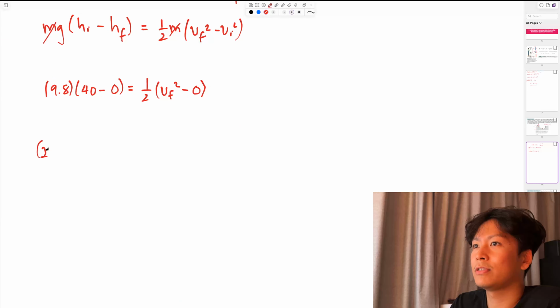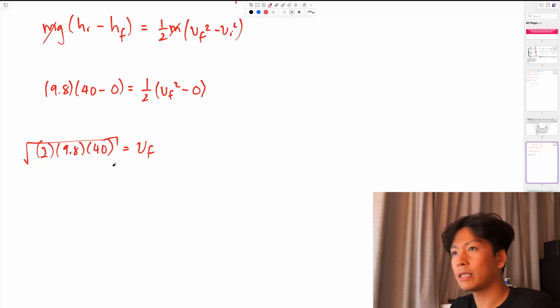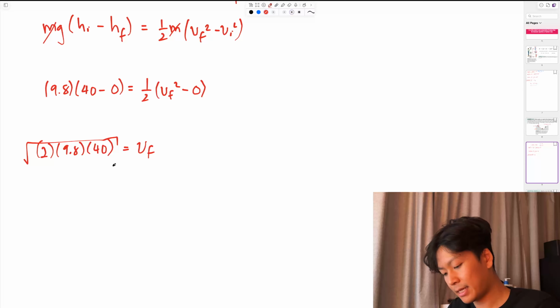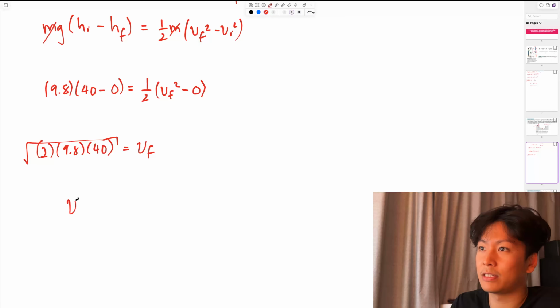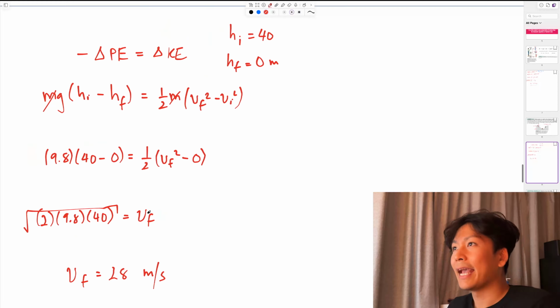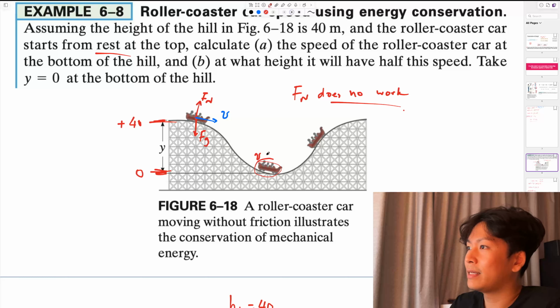So then solve this equation. I just have 2 times 9.8 times 40, because 40 minus 0 is 40, is equal to Vf squared. And so I have to take a square root of this. That should give me the answer of 2 times 9.8 times 40. Make sure you try it yourself as well, please. Don't just watch me do it. Make sure you do it. 28 meters per second.